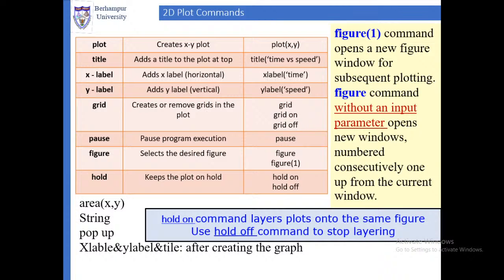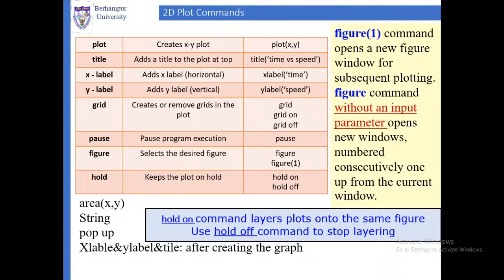Grid creates or removes grids in the plot. So if you write only grid, it will switch on the grid by default. So grids will be there. If you don't write grid, there will be no grid. Similarly, you can write grid on, grids will be there. Or you can write grid off if you do not want grids, then grids will not be there. Then pause. Pause means the program execution will be paused at that point.